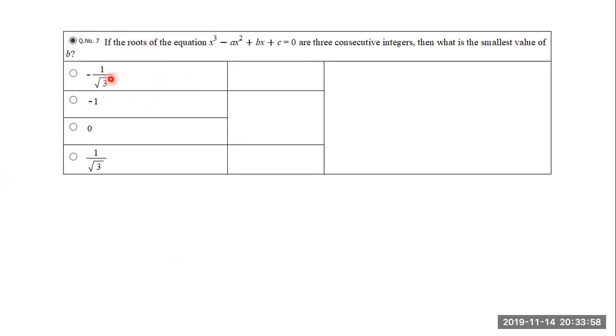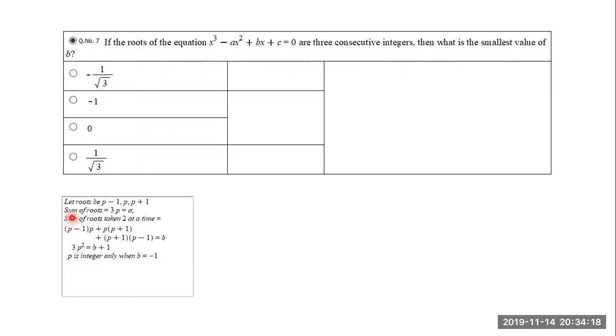Now, next question. If the roots of the equation x cube, this is a cubic equation, minus ax squared plus bx plus c is equal to 0, are 3 consecutive integers. Very important. It is integers, it is consecutive. Then what is the smallest value of b? Now, how will you proceed? Let the roots be p minus 1, p, p plus 1, so that it will be consecutive integers.